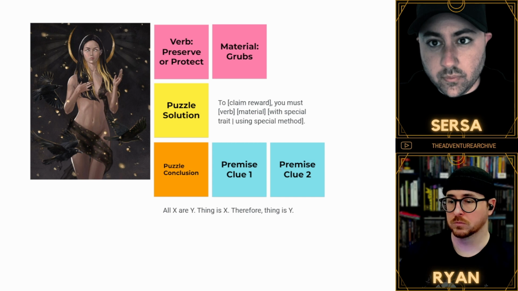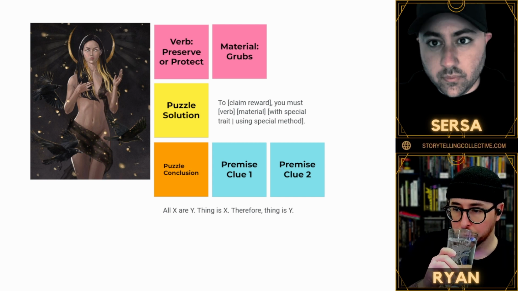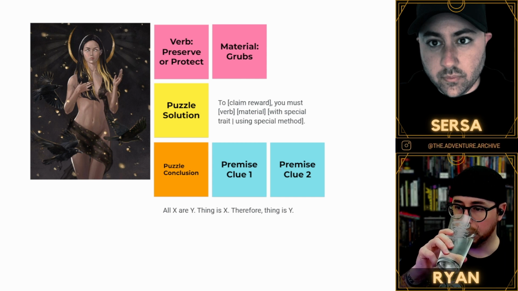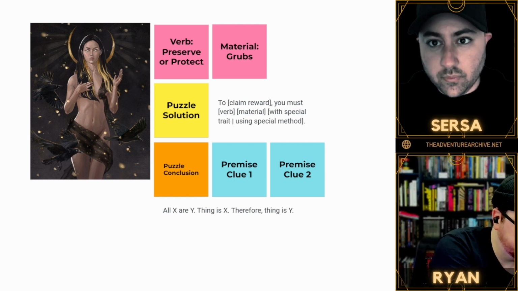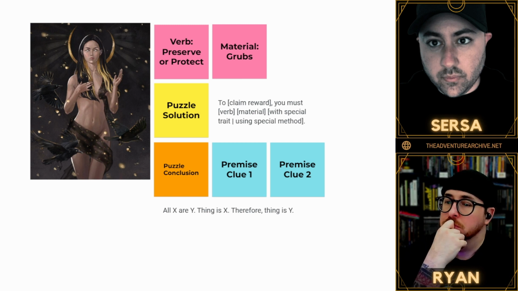Mm-hmm. And then the material we chose was grubs. That was sort of on the corrosion side of the table. And so our puzzle is going to require the players to preserve or protect something from corrosion, either using grubs or protect them from grubs. That's something we can maybe work out as we do this puzzle design.